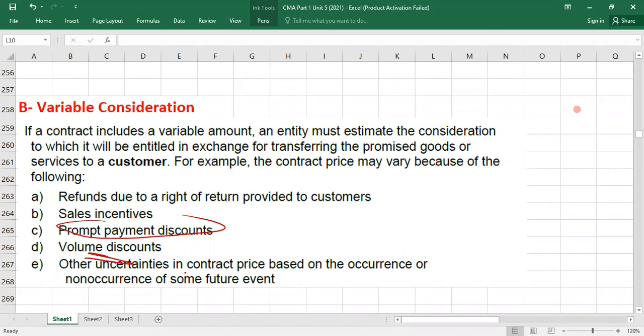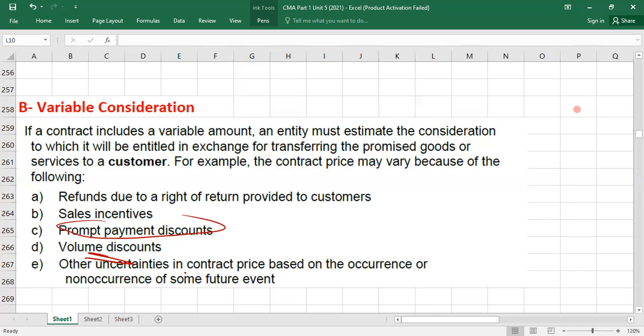Third, it could be volume discount. Maybe I can give you a volume discount also. Like today you bought, for example, 100 chairs, and I told you if in 1 year you buy 200 more chairs, I will give you another discount in the price. Right or wrong? And I will reduce the price for the old chairs sold also. So due to this, my consideration can change. This is called what? Variable.